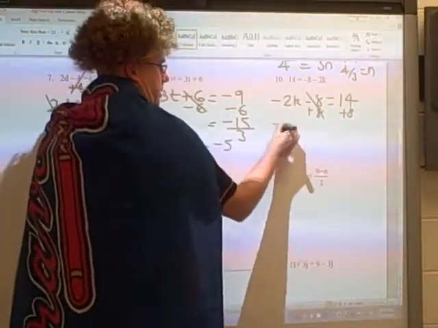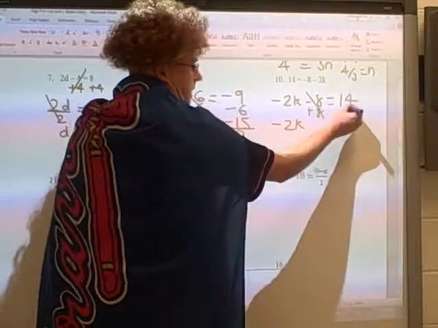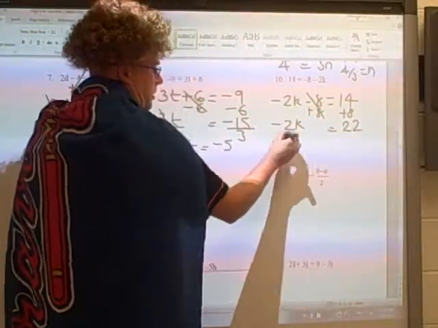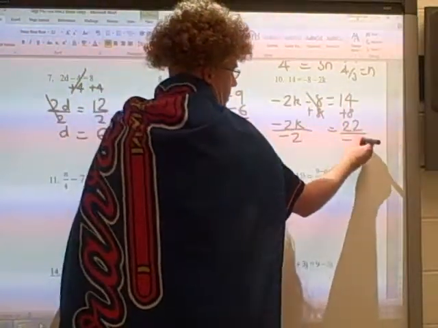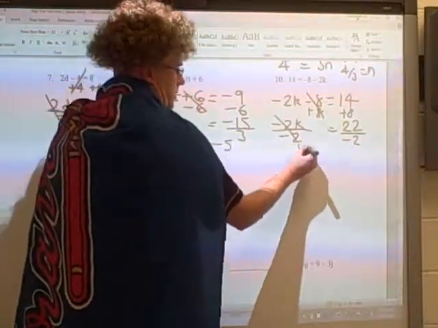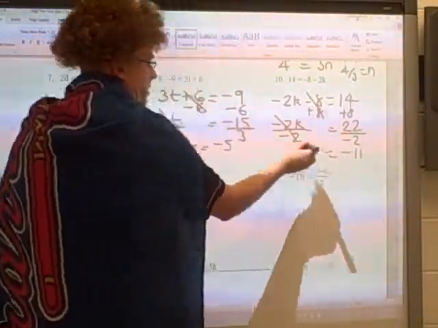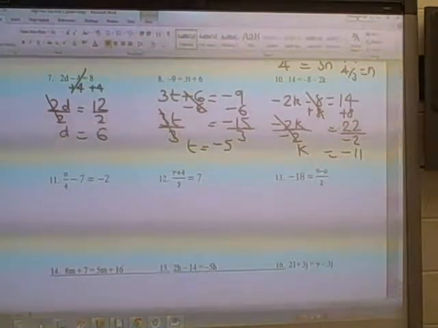That's going to cancel. And 14 plus 8 is 22. Then divide both sides by negative 2. 2's cancel, and k equals negative 11.